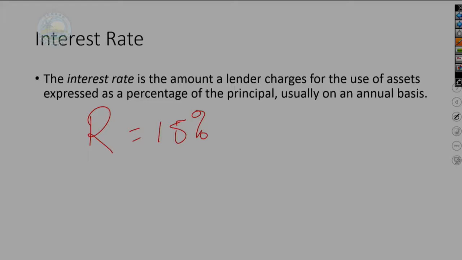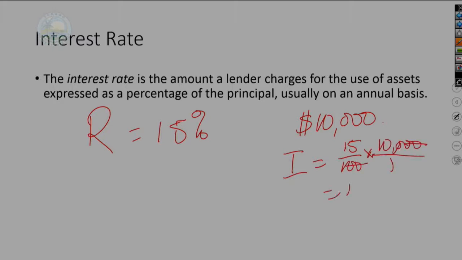Now think about it. It's per year, right? So let's say you went into an institution and you borrowed $10,000. And the interest rate was 15% per annum, or per year, or annually. All of those mean the same thing. Then, at the end of 1 year, we would expect that the amount of interest this would have accrued would be 15% of the total, which would be $1,500, right? That's 1 year.